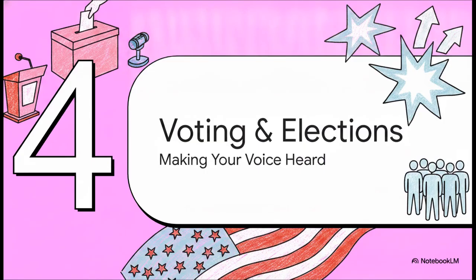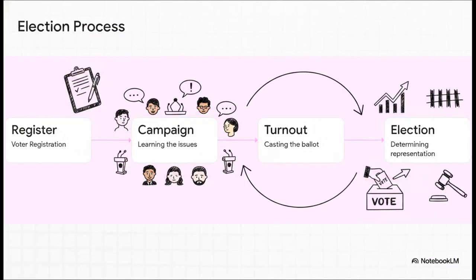Up next, Section 4. Campaigns, voting, and elections. Making your voice heard. Advocating in groups is awesome, but there's another absolutely crucial tool in our civic toolkit. And this brilliantly illustrates a very specific chronological journey. It's the most formal, direct way citizens impact their government.